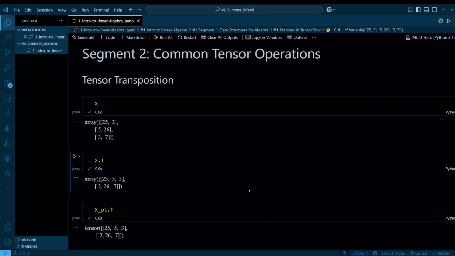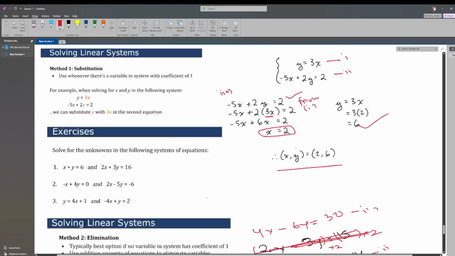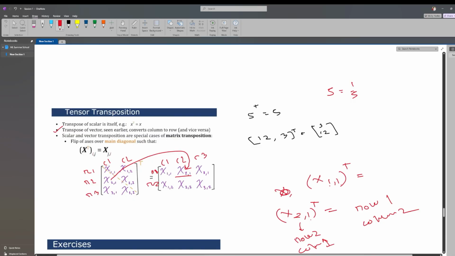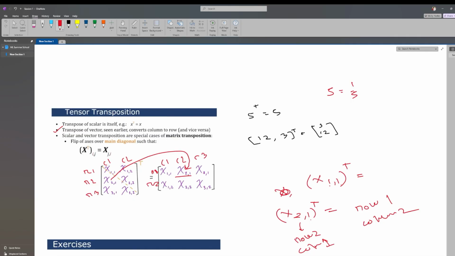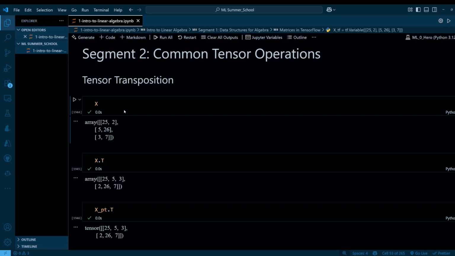So the tensor transposition was basically this one. This is what we ended our last session with, right? We have talked about matrix transposition, where a matrix is basically 2-dimensional in general, or 3-dimensional, it can happen. But tensors go much beyond that. They can be huge. So here we have x as 25, 2, 5, 6 and 3, 7. We have said it earlier.